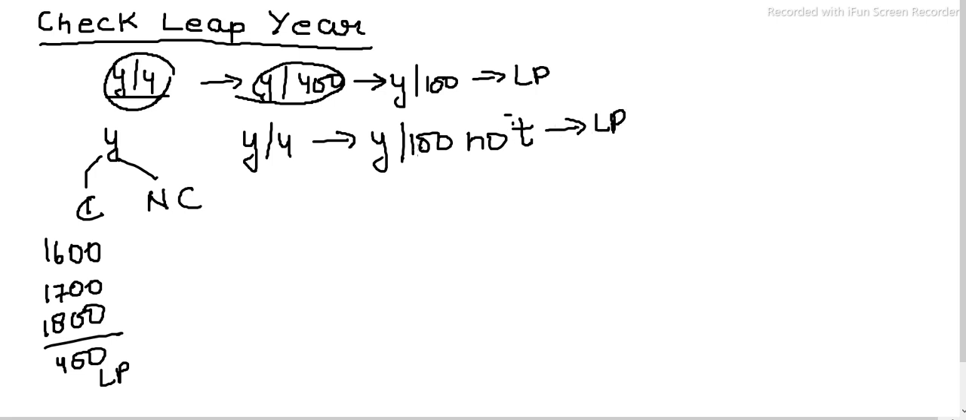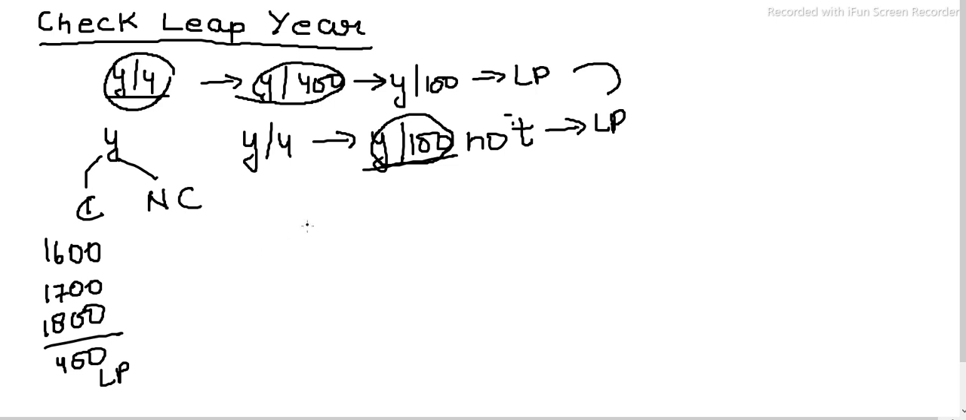Why is it so? Because when we come to a normal year, it must be divisible by 4, which is the basic condition of the leap year, which is satisfied. Then it doesn't need to be divisible by 100, because 100 comes into play when we talk about century years. So these are the two conditions for the leap year.